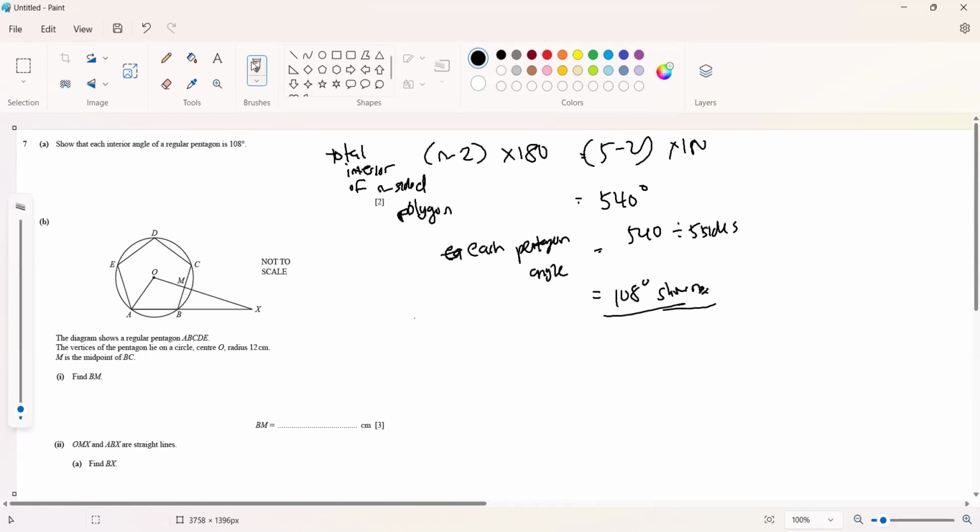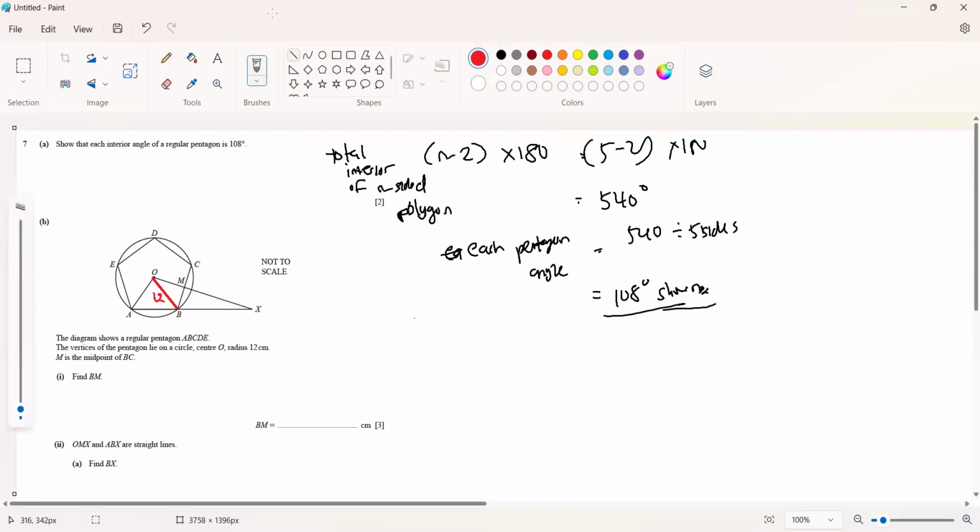So for part B1, the diagram shows a regular pentagon ABCDE. The vertices of the pentagon lie on a circle, center O, radius 12 cm. M is the midpoint of BC. Find BM. So we have been given quite a bit of information for this. They told us that the radius of this particular circle is 12. So in other words, if I draw a line from O to B, this is 12 as well. And then M is the midpoint, right? So we are looking for BM. And we know that this is 12 to start.